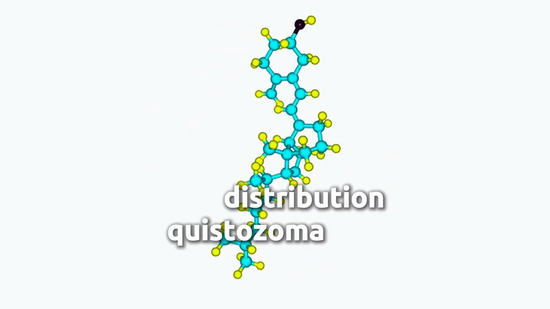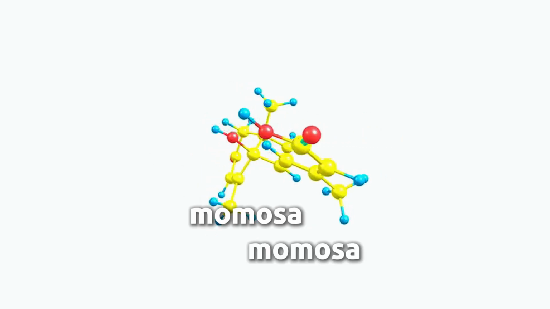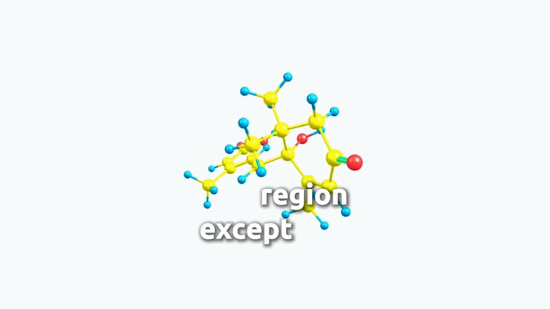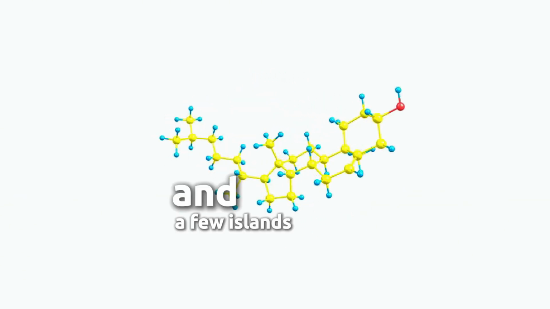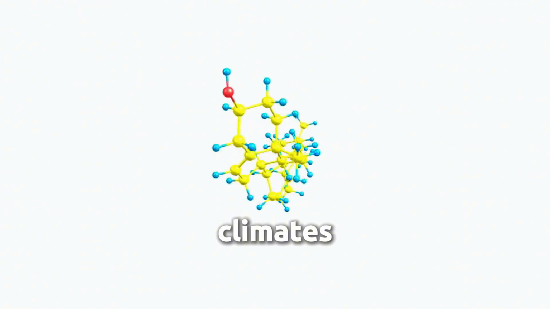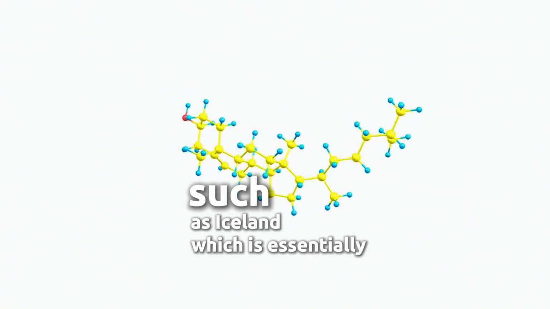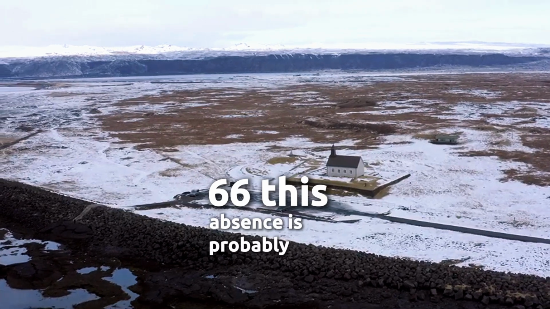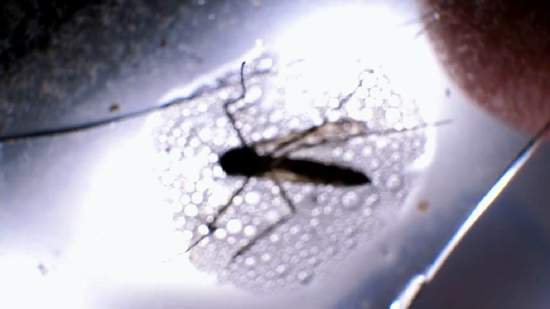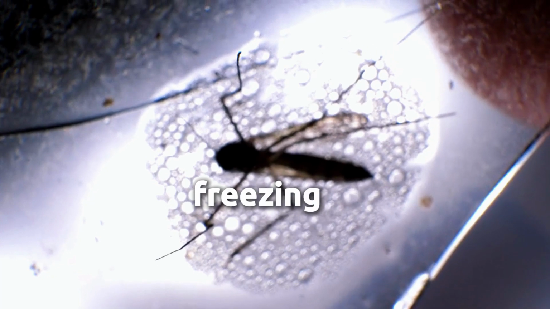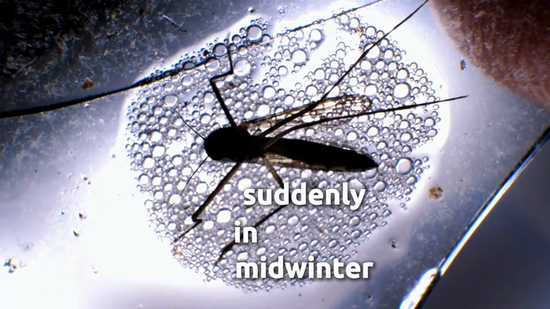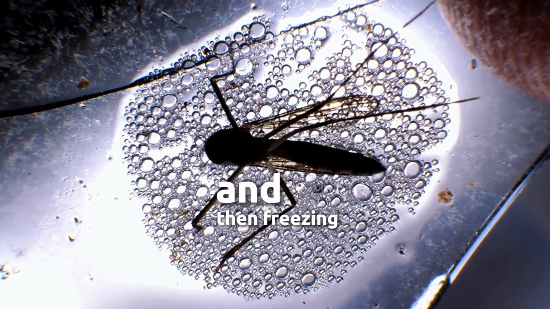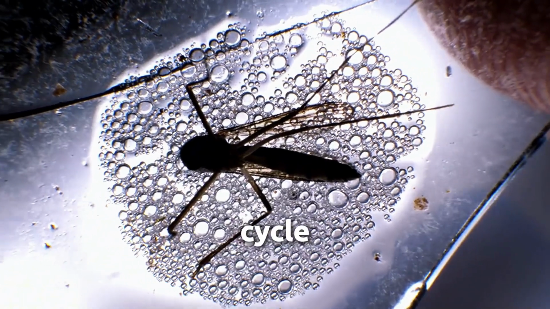65. Distribution. Mosquitoes have a cosmopolitan distribution, occurring in every land region except Antarctica and a few islands with polar or subpolar climates, such as Iceland, which is essentially free of mosquitoes. 66. This absence is probably caused by Iceland's climate. Its weather is unpredictable, freezing, but often warming suddenly in midwinter, making mosquitoes emerge from pupae and diapause, and then freezing again before they can complete their life cycle.